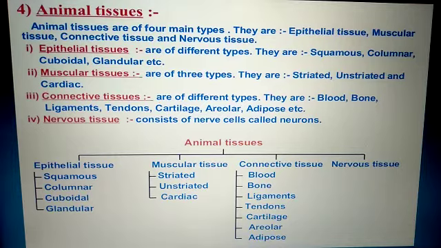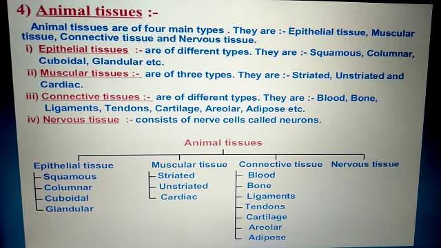Now the last one is nervous tissue. What is nervous tissue? Nervous tissue is basically a part of the neuron, meaning the brain, the nervous system. Nervous tissue plays a very important role in conduction of impulse, which means transferring messages from one part of the body to another part. The nervous system is divided into two parts: the central nervous system and the peripheral nervous system. The central nervous system means the brain, and the peripheral nervous system carries information from the body parts to the brain and then sends information from the brain to the different body parts.